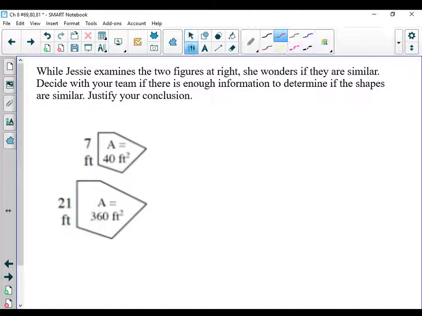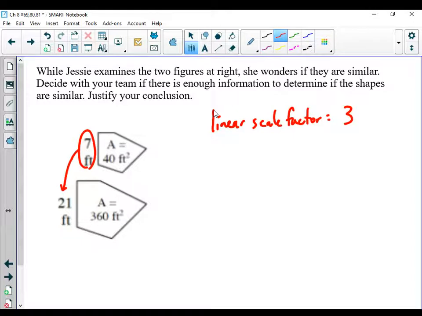All right, so when you check this, probably the first thing you thought about is, well, what's the linear scale factor? If I look at this side, it's 7. This side's 21, so our linear scale factor was 3. Then you might look at, okay, well, what's the ratio between the areas? Or in other words, what did I multiply the first one by in order to get the second area? Well, if I look from 40 to 360, I multiply by 9.